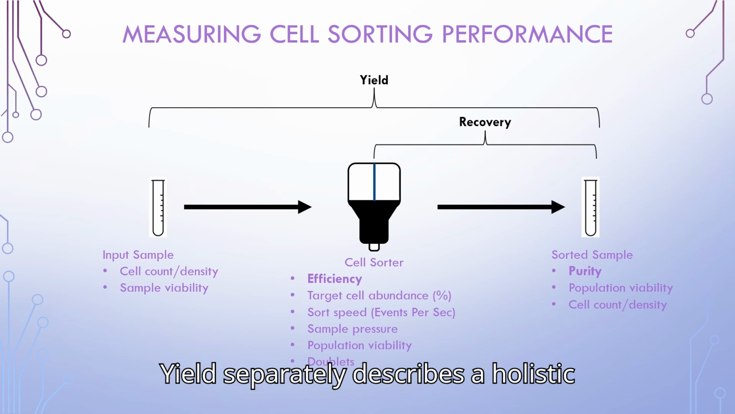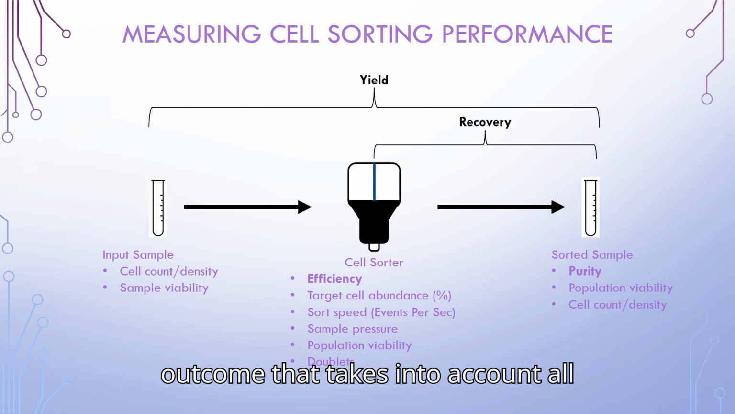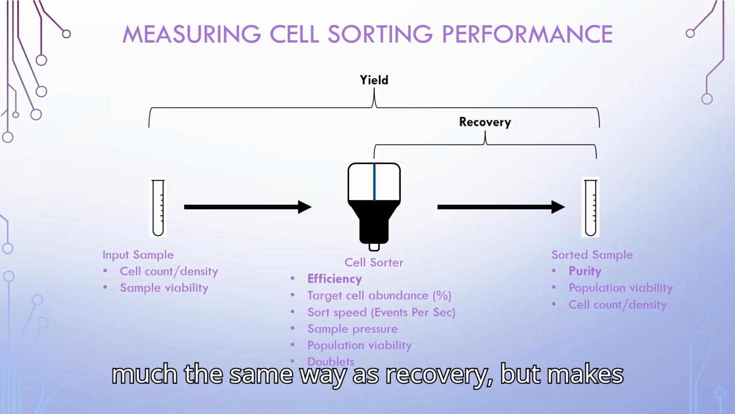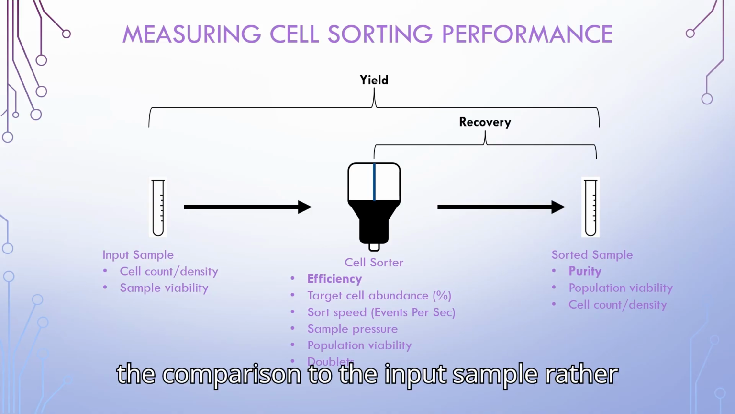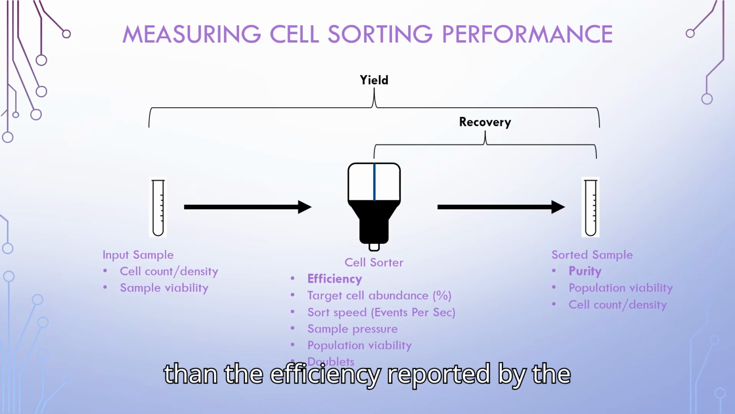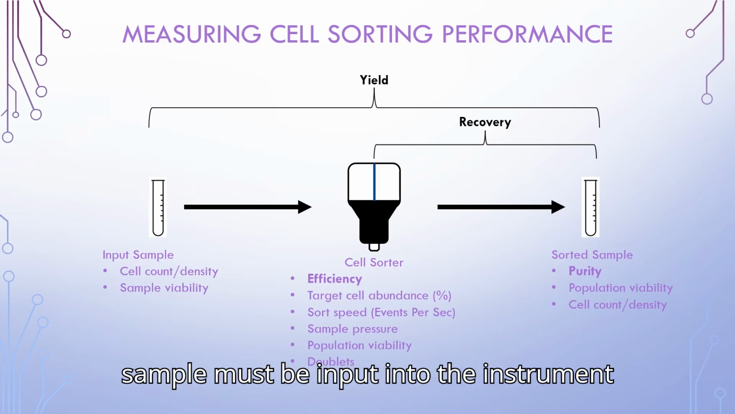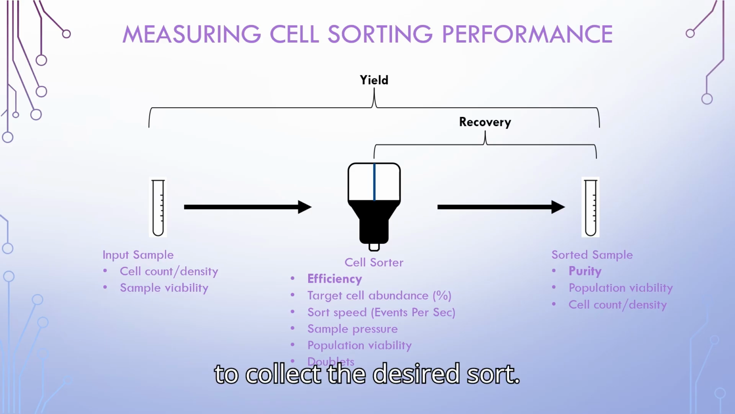Yield separately describes a holistic outcome that takes into account all sources of cell loss. It is calculated in much the same way as recovery, but makes the comparison to the input sample rather than the efficiency reported by the instrument. Yield determines how much sample must be input into the instrument to collect the desired sort.